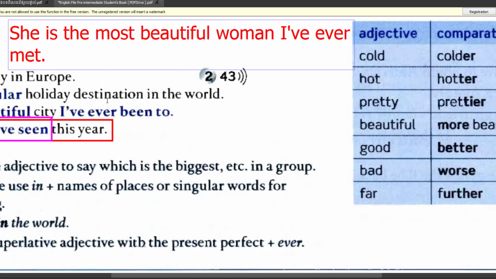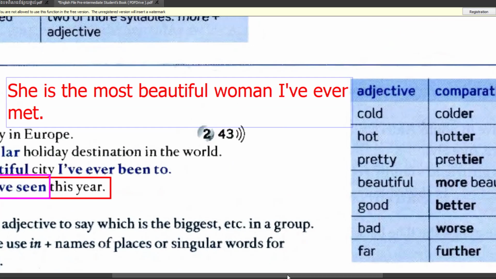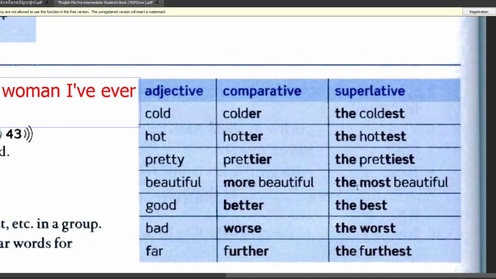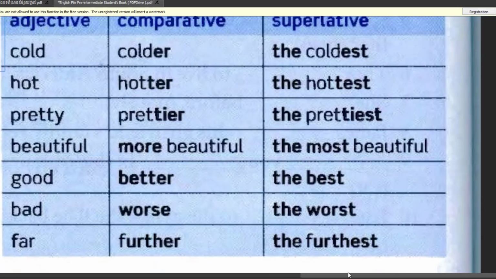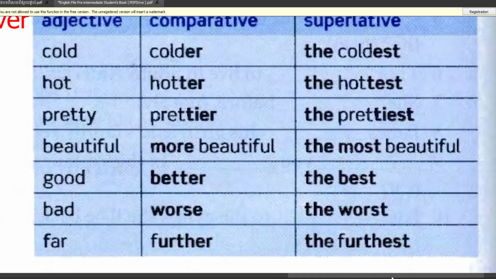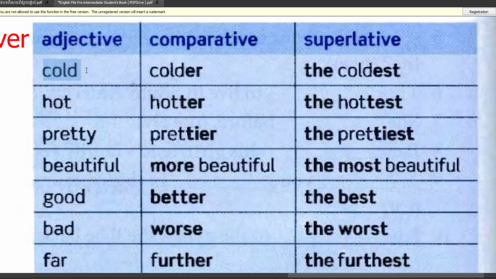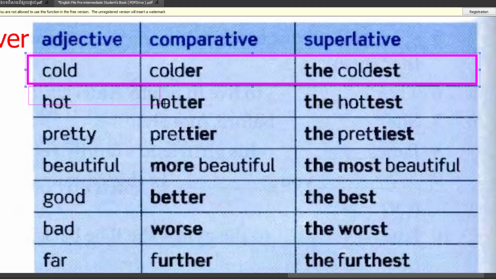All right, the adjective and comparative and superlative form. Now look at this. Adjective cold, comparative colder, superlative the coldest. Cold, colder, the coldest. Hot, hotter, the hottest. This is the form of comparative -er and superlative -est.